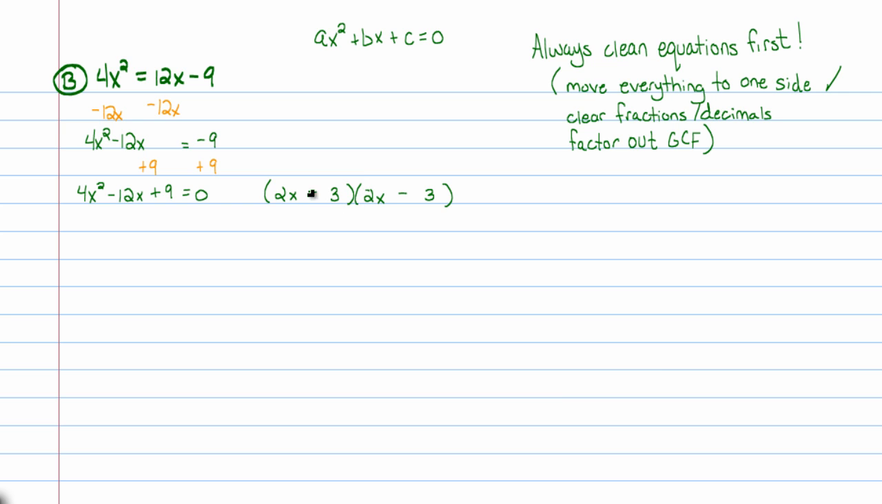Let's see. That's 4x squared. And then 2x times a negative 3 is a negative 6x. And then negative 3 times 2x is another negative 6x. And finally, negative 3 times negative 3 is a positive 9. Combine like terms, and you do get that this was the proper factorization.